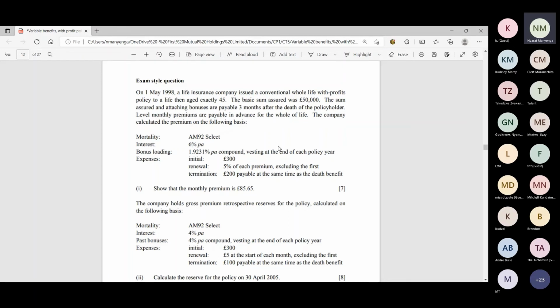Level premiums are payable in advance for the whole of life. The company calculated the premium on the following basis. Show that the monthly premium is 85.65 pounds. So the mortality is MA92 select. Interest rate is 6%. Bonus loading is compound 1.9231%. Initial expenses are 300 pounds. Renewal is 5% of each premium, excluding the first. And then termination expenses are payable at the same time as the death benefit.